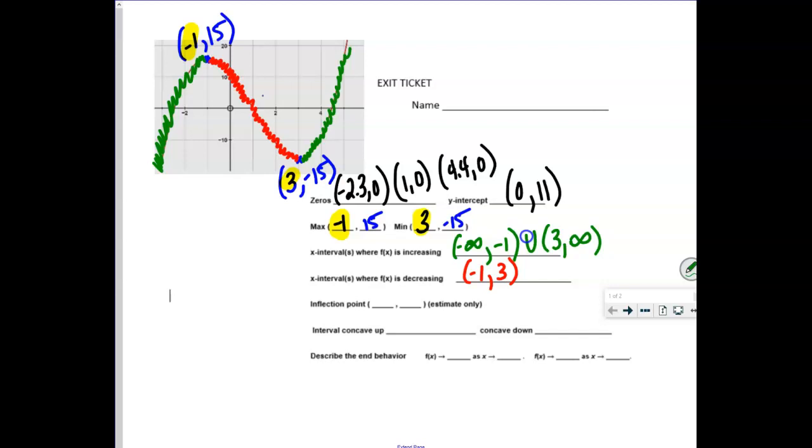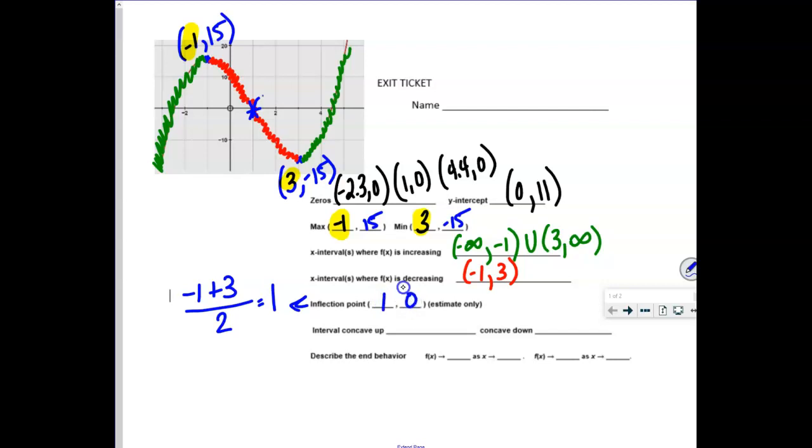Okay, inflection point. This is going to be an estimation, but I trained you guys to kind of find the halfway point between your maximum and minimum. So that -1 and that 3 that you were using, if you could find what is exactly in the middle of that, that would be very helpful. What'd you get? That's a 1, which is probably where most kids would have estimated the inflection point to be anyways. You're feeling like right there is the inflection point. So I'm going to call it 1, 0.